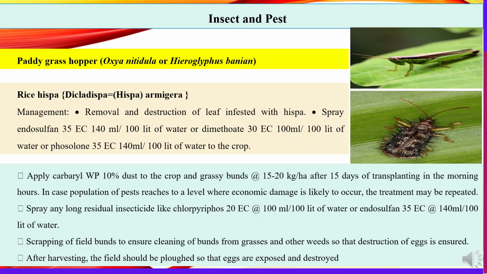For grasshopper control, apply carbaryl 10% wettable powder dust on the crop and grassy bunds at the rate of 15 to 20 kg per ha, preferably in the morning hours, 15 days after transplanting. If pest population reaches the economic threshold level, ETL, repeat the treatment as necessary. For long-lasting protection, spray a residual insecticide such as chlorpyrifos 20 emulsifiable concentrate at the rate of 100 ml per 100 liters of water or endosulfan 35 emulsifiable concentrate at the rate of 140 ml per 100 liters of water.